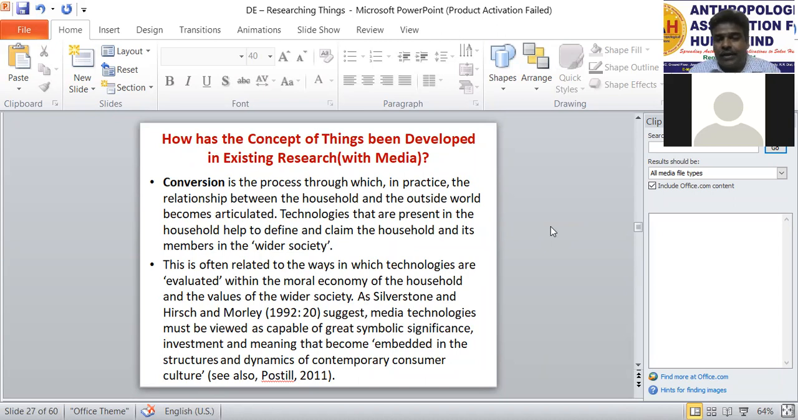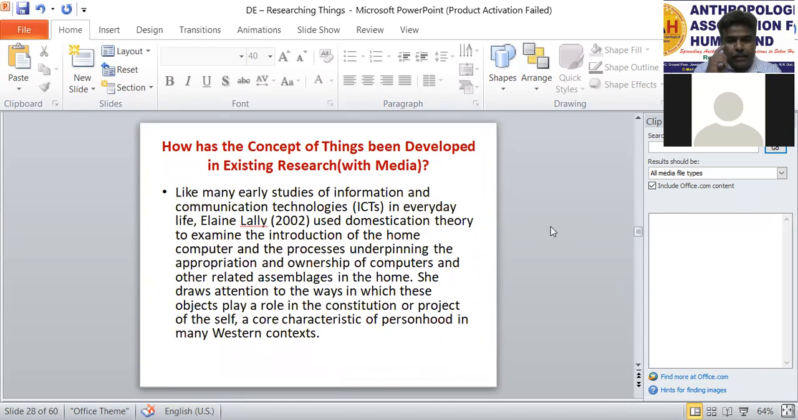As Silverstone and Haddon suggest, media technologies must be viewed as capable of great symbolic significance, investment and meaning that become embedded in the structures and dynamics of contemporary consumer culture. See also Postal. Like many early studies of information and communication technologies in everyday life, Ellen Lally used domestication theory to examine the introduction of the home computer.